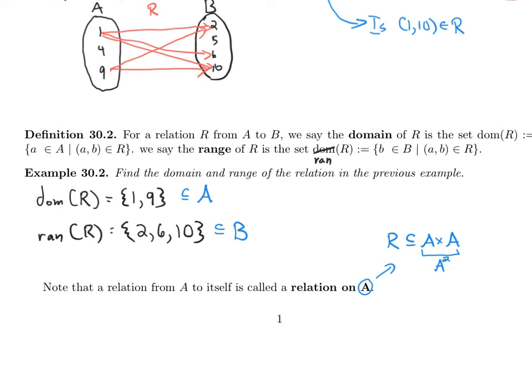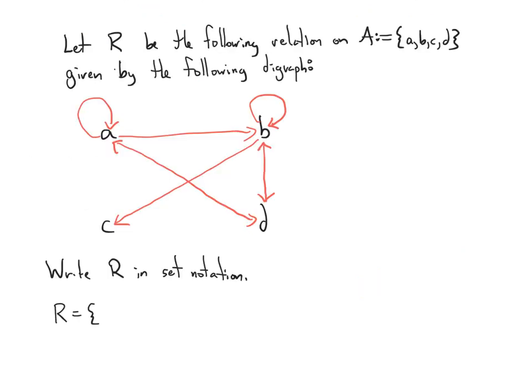Let's take a look at an example of a relation on a set. Okay, so let's look at this example here. I have a relation. I called it R again. Again, there's nothing special about the letter R. You could use whatever letter you like to talk about a relation. And it's going to be a relation on a set A. So that means that R is a subset of the Cartesian product A cross A. And A, in this case, are the elements A, B, C, and D.